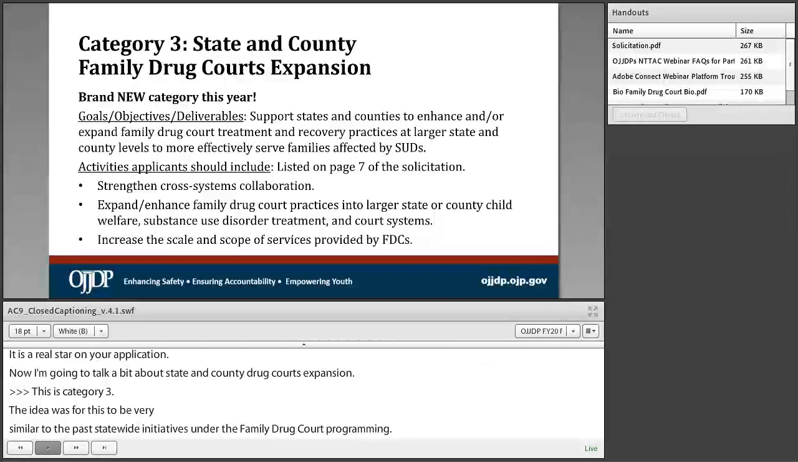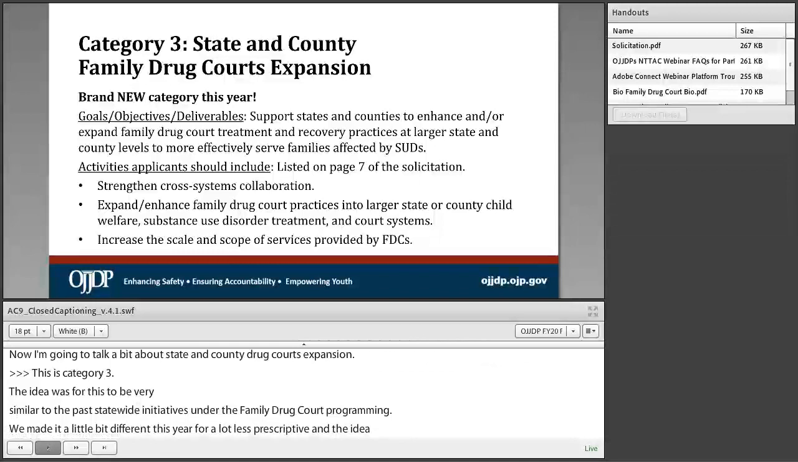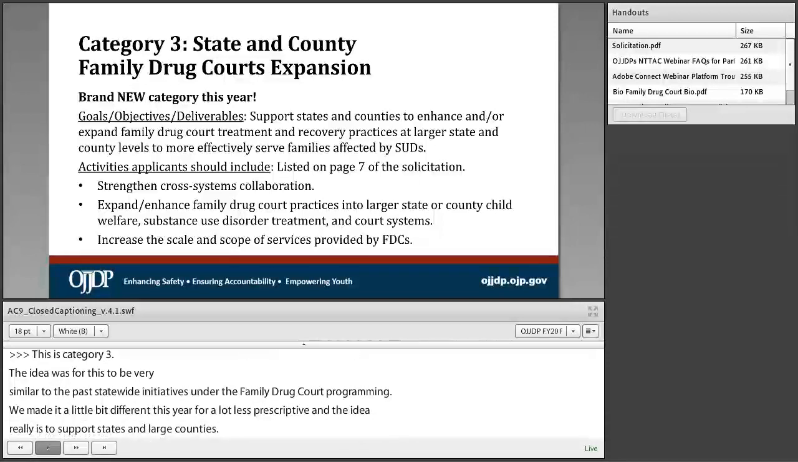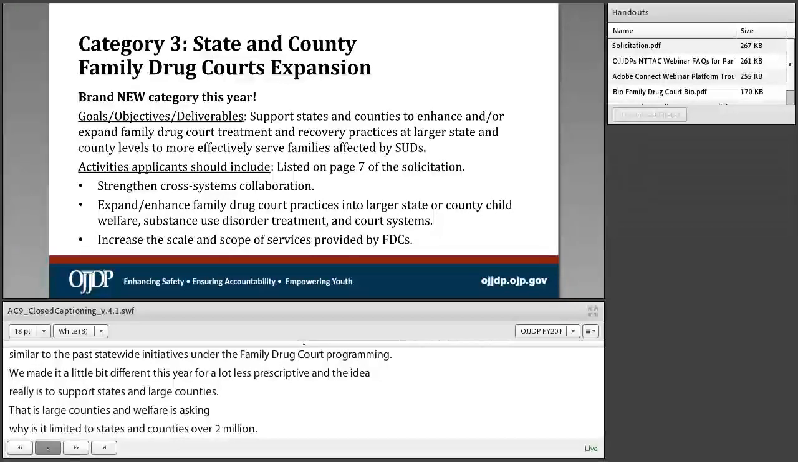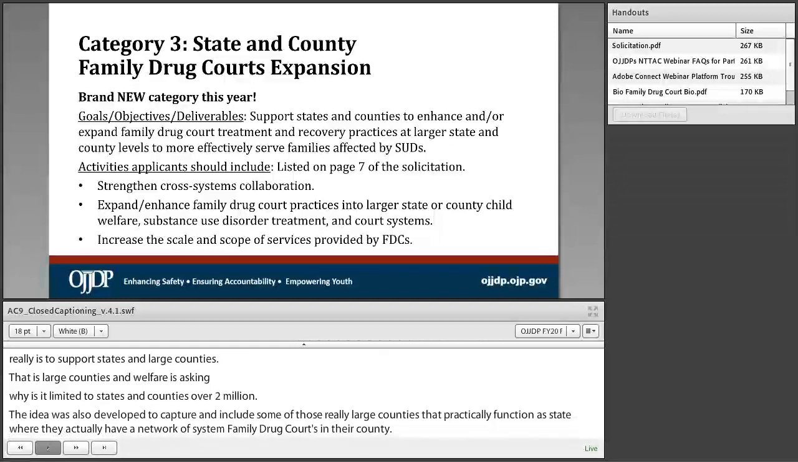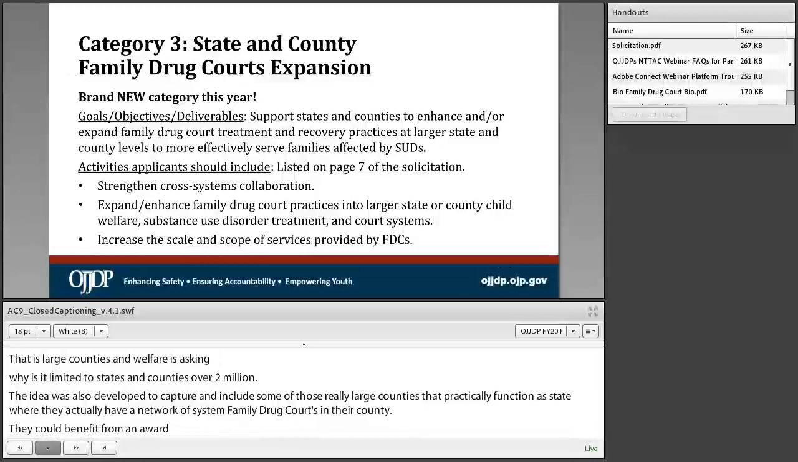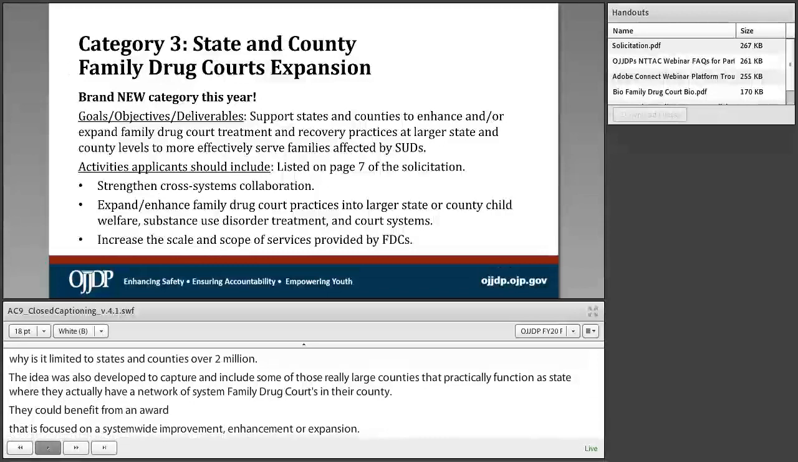And why large counties, right? Some folks are asking, why is it limited to states and then counties over 2 million? The idea was to also be able to capture and include some of those really large counties that practically function as states, where they actually do have a network and system of family drug courts in their county, and they could benefit from an award that is focused on system-wide improvement, enhancement, or expansion. So hopefully that answers some of your questions about the addition of large counties as being eligible for this category.